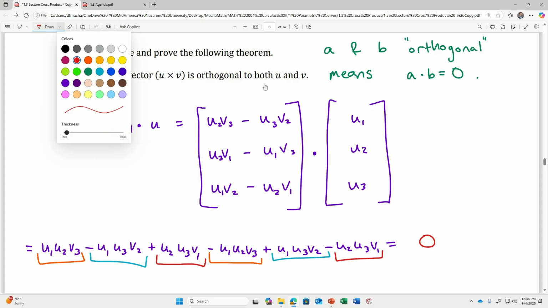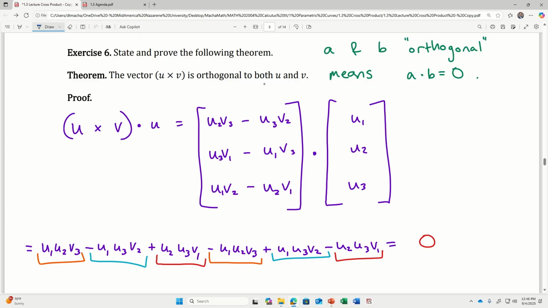But this is the idea. So after I take a cross product, I've got a three-dimensional vector u in space, another three-dimensional vector v in space, and when I take their cross product, the resulting vector is orthogonal to both of the other vectors. In other words, it's perpendicular to both of the vectors you started with. Okay?